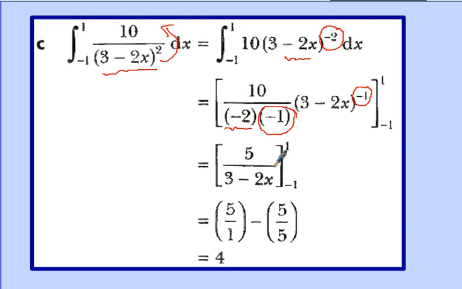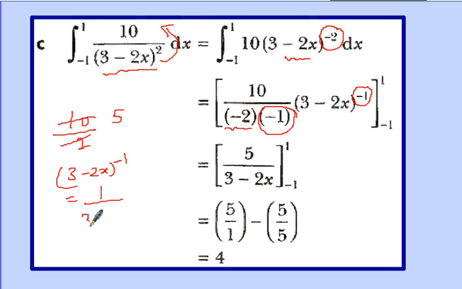And then we simplify. So when you cancel, you got 5, because it is 10 upon 2, because minus 2 into minus 1, so you got 5. And here 5 upon 2x minus, because this is 3 minus 2x raised to minus 1, which will give you 1 upon 3 minus 2x. Substitute the value. 1 time 1 and 1 time minus 1. So you will get 5 minus, answer is 5 minus 1, which gives you 4.